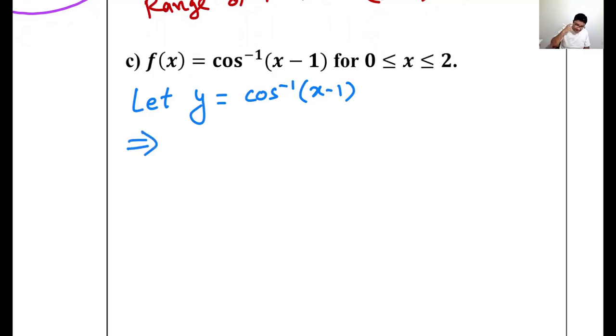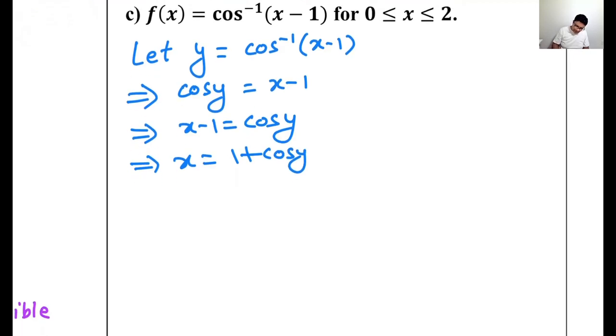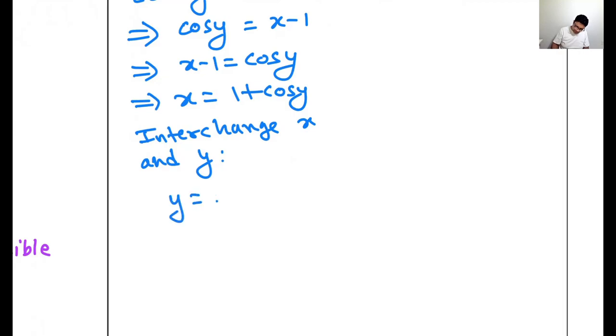This time the given function is cos inverse, so the inverse of this would be the regular cos function. Okay, cos y will be x minus 1. That gives you x minus 1 equals cos y. To rewrite it, x equals 1 plus cos y. And you interchange x and y. And you get your equation y, which is the inverse function, as 1 plus cos x.